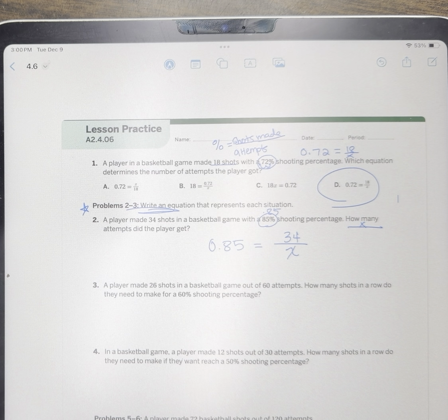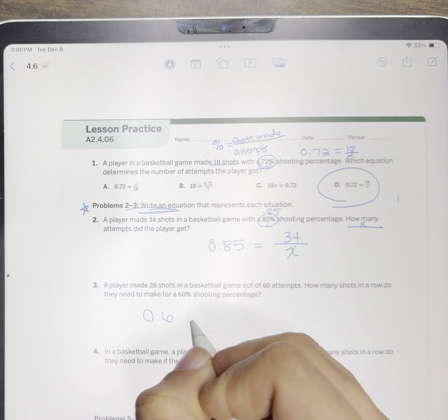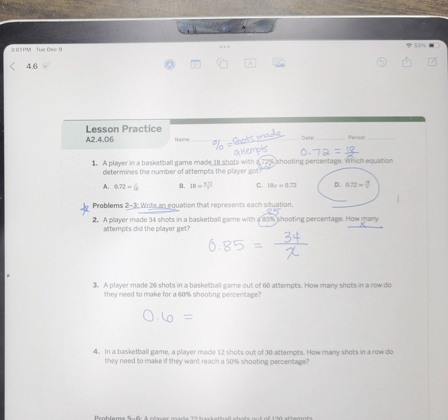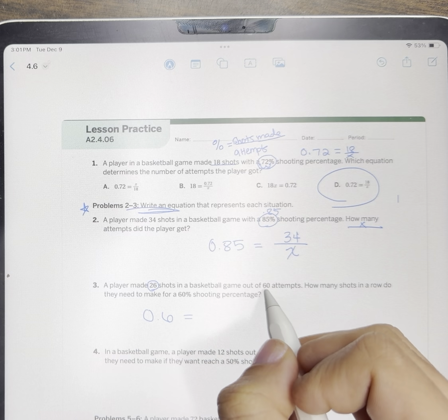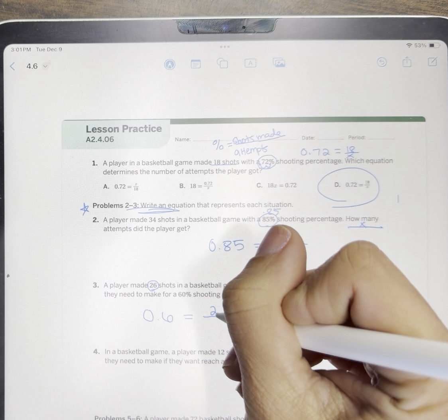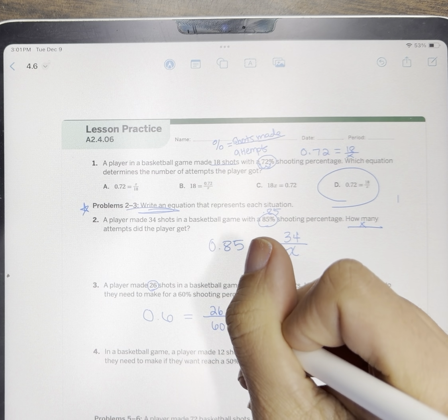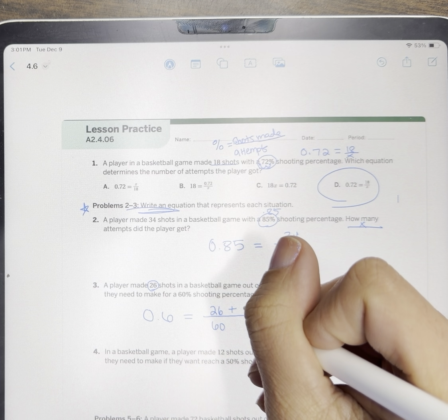A player made 26 shots in a basketball game out of 60 attempts. How many shots in a row do they need to make for a 60% shooting percentage? Oh, let's look at that. So they want a 60% shooting percentage. Currently, they are not at that. If you divide 26 by 60, you'll get some number, 40-something%, not 60%, okay? But if we take the 26 and the 60, we can't erase it. That's our current percentage. If we take some more shots, though, how many more shots? I don't know how many more shots.